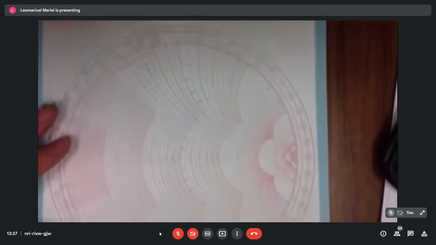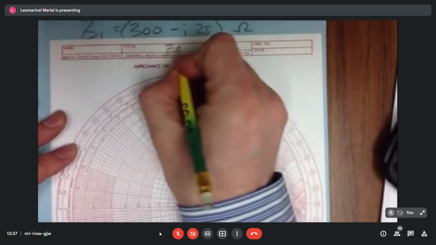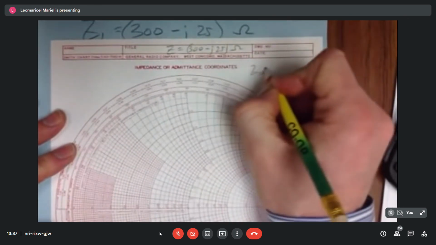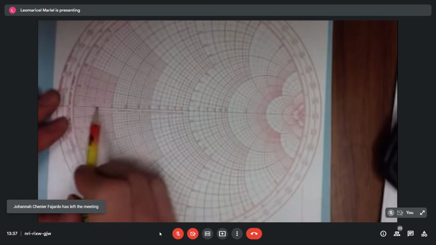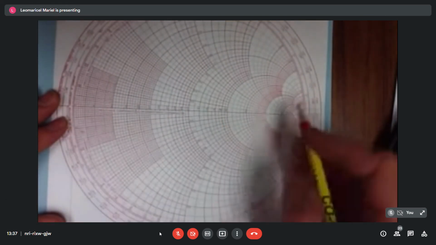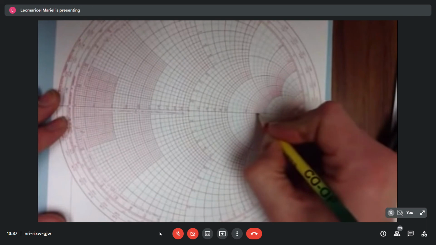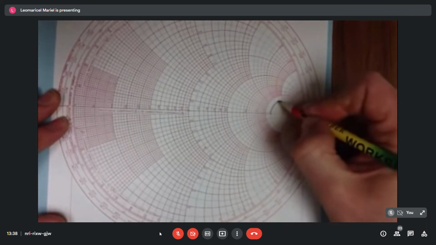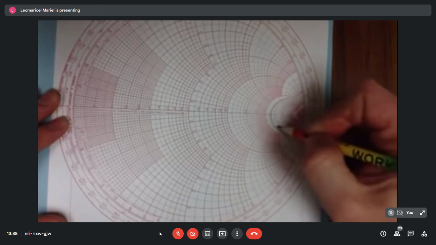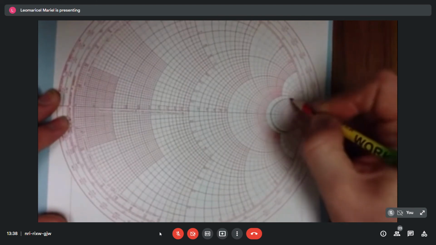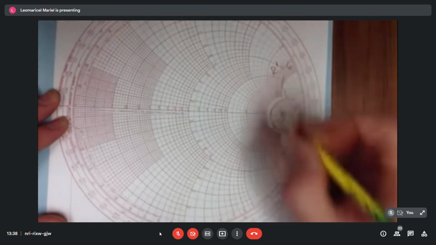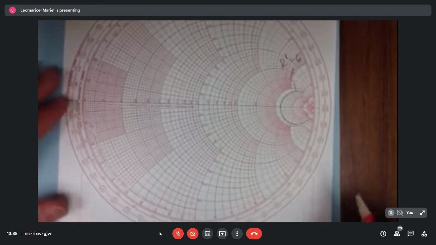So here we go. Z equals 300 minus J25 ohms, and the characteristic impedance is 50 ohms. Remember the resistive part is along here. Normalized resistance is 6. That's 3, 4, 5, and 6 right here. That means this circle is the circle of normalized R equals 6. And then we want minus J 0.5.